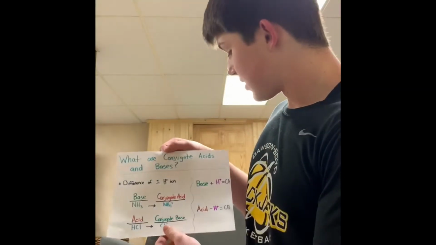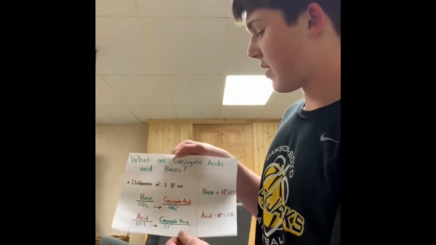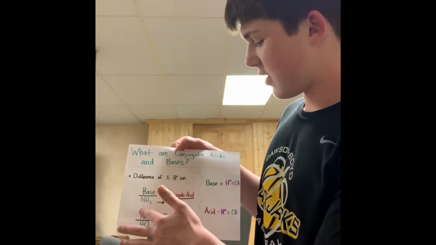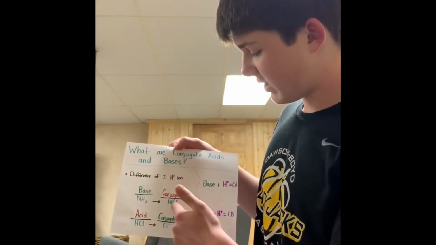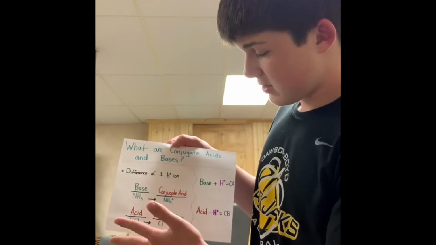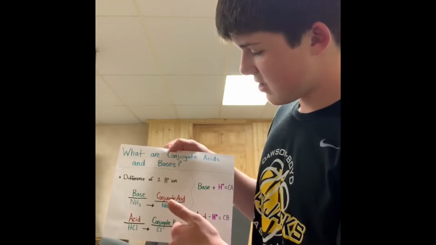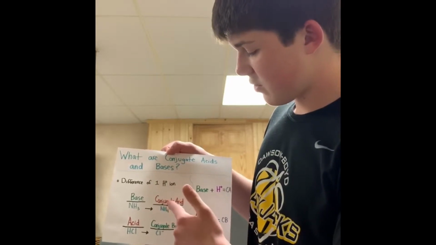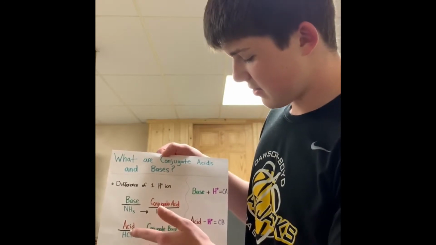So what are conjugate acids and bases? It's the difference of one hydrogen ion. If you have a base, NH3, and you add a hydrogen atom, you get the conjugate acid, NH4. And vice versa, if you have an acid, say hydrogen chloride, and you subtract a hydrogen atom, you get the base. So the acids have one more hydrogen atom and the bases have one less than the starting point.